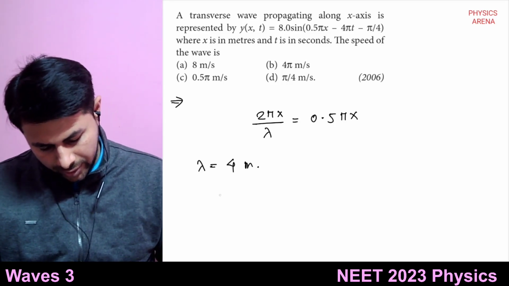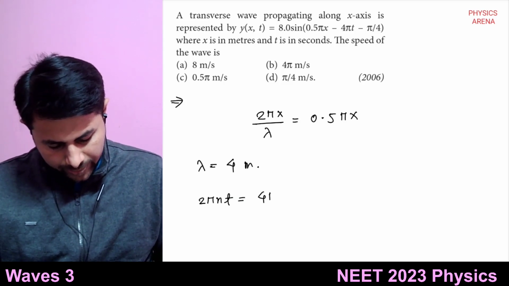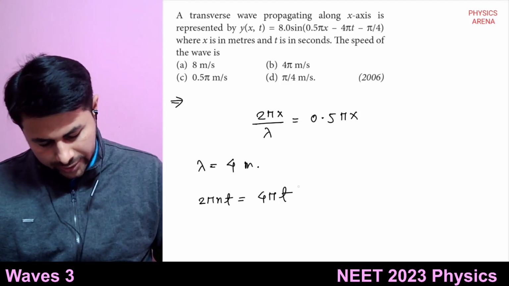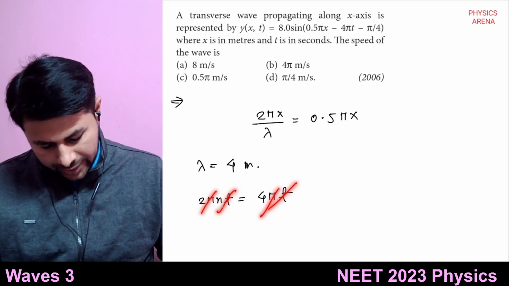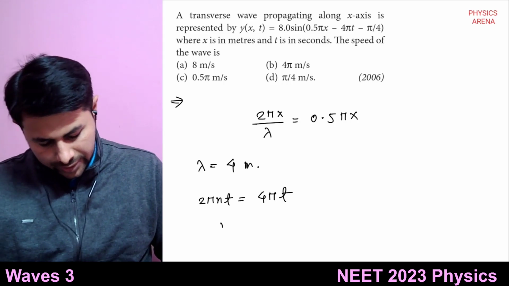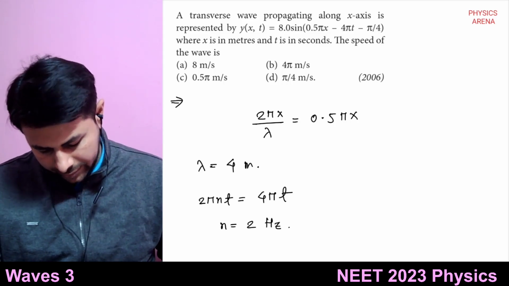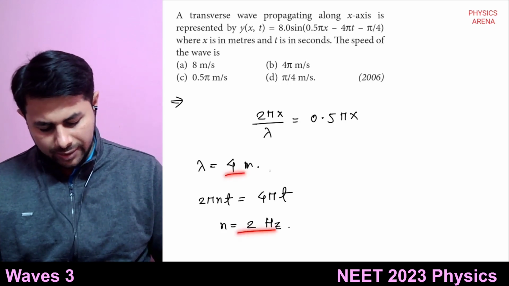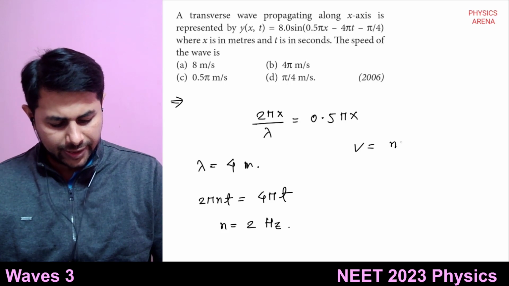And 2 pi n t is equal to 4 pi t. So once again t gets cancelled, pi and pi get cancelled, n is equal to 4 upon 2. So n is equal to 2 hertz. Okay, so v equals n lambda, 2 times 4, that is 8 meters per second.